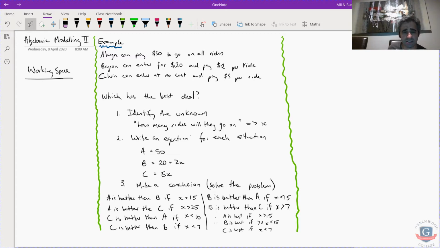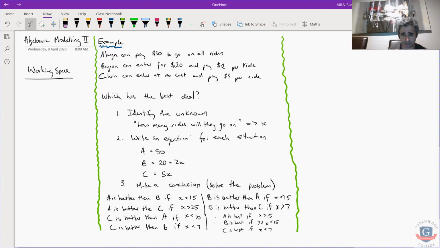And Calvin enters for no cost, so he's got no fixed cost up front. And then he pays $5 per ride. So $5 times 1 would be $5. If you did 10 rides, it would be 5 times 10, which is 50. Now that we have some equations, we want to make a conclusion.